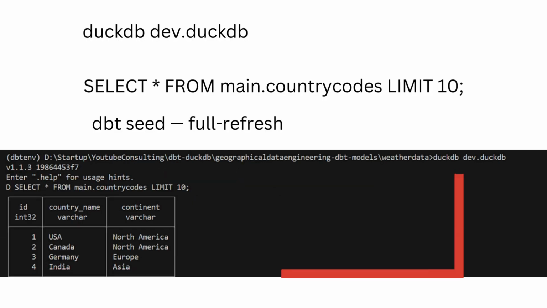If we enter DuckDB command line using duckdb dev.duckdb, we should be able to write a query like select * from main.countrycodes limit 10 and see the results of the created table. If we modify the CSV file inside the seed directory, we can use dbt seed --full-refresh to refresh the table within the data warehouse.